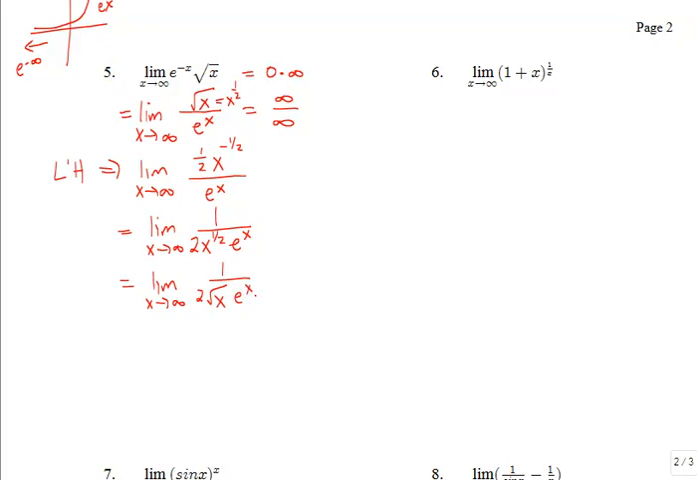Now let's plug in. If I let x go to infinity, the numerator is just 1. And on the bottom we have 2 times square root of something infinite, which stays infinite, and e to the infinity stays infinite. So this is acting like 1 over something really, really big, which we know goes to 0. So this limit is 0. Okay?